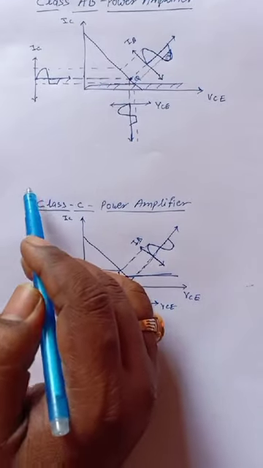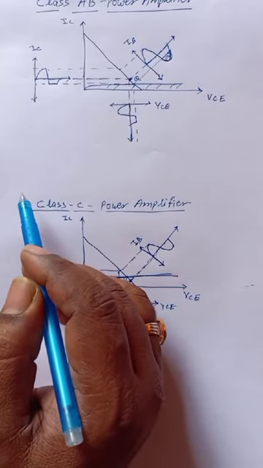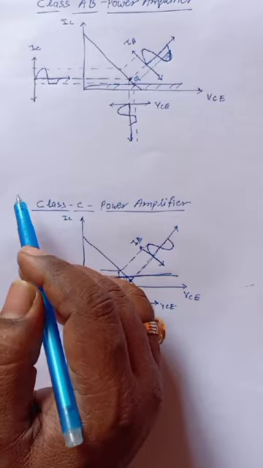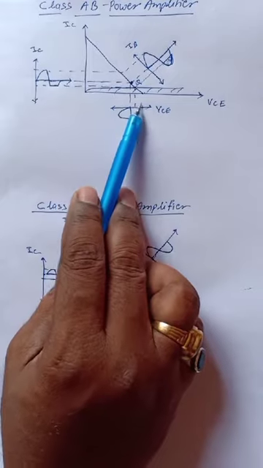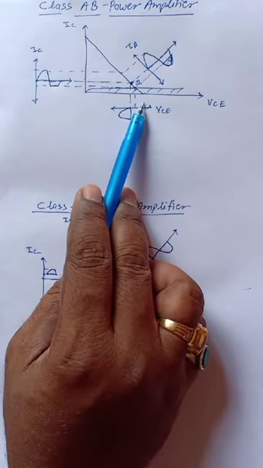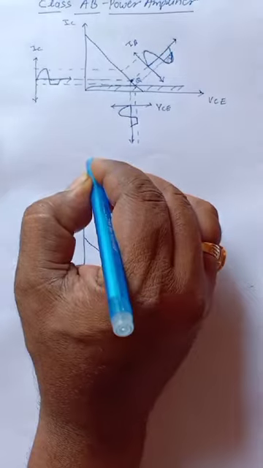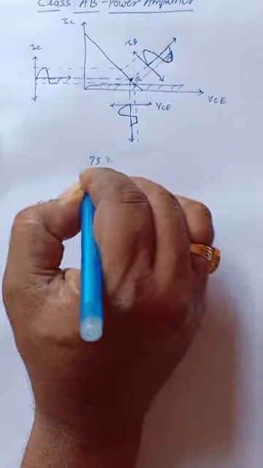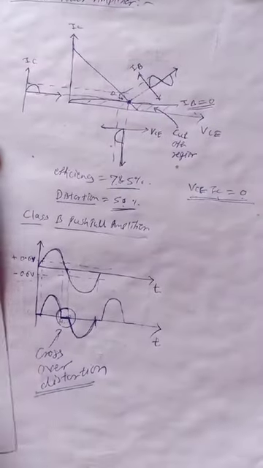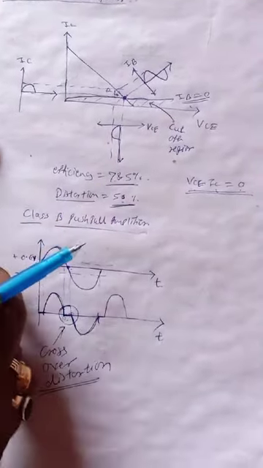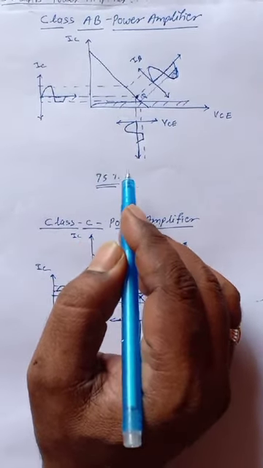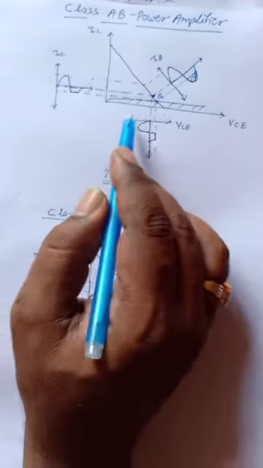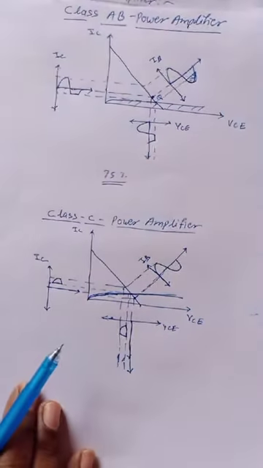More than half cycle but less than full cycle. So this is another comparative point between these power amplifiers. Because of that, its efficiency is decreased a little bit, to near about 75%, while the class B power amplifier has an efficiency of 78.5%. But the distortion also decreases.